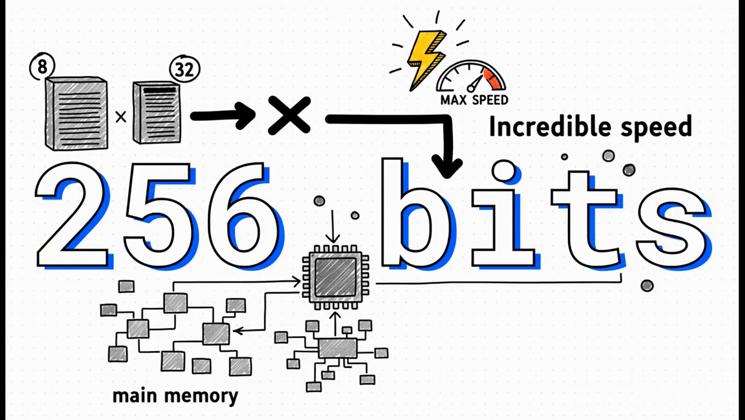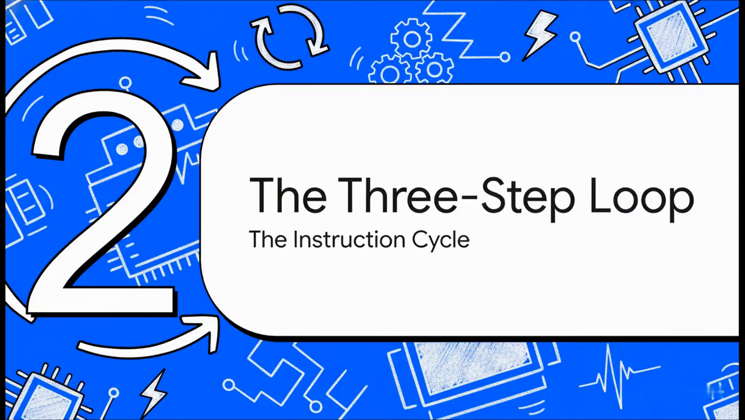Now I know what you're thinking. That sounds tiny compared to gigabytes of RAM. And you're right, but it's not about the size, it's about the speed. And because it's so fast, it's absolutely essential. All right, moving on to Section 2. Now that we know the key players, the ALU, control unit, and registers, let's see how they all dance together.